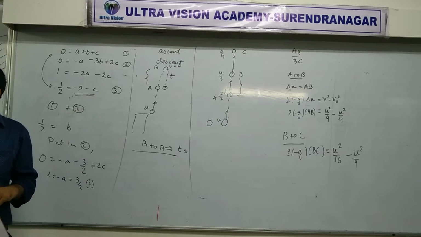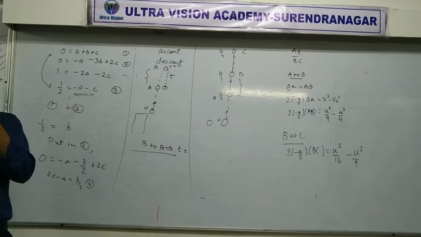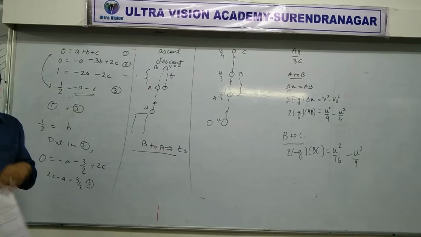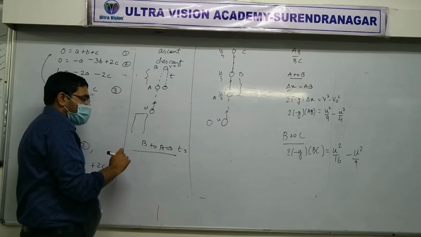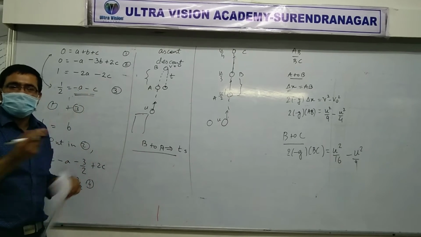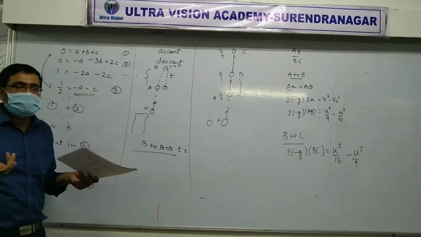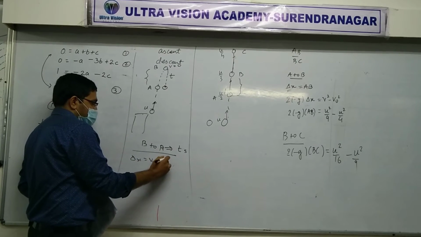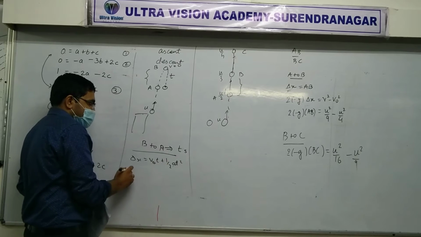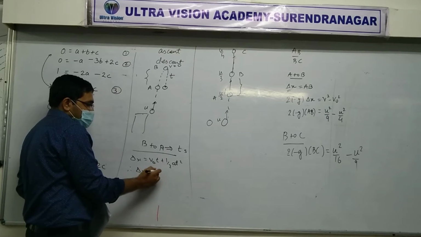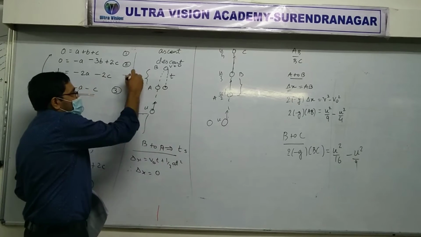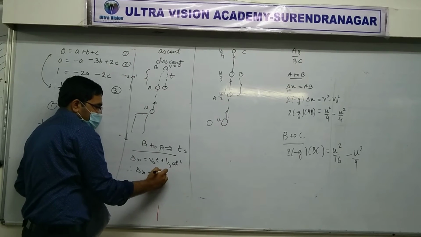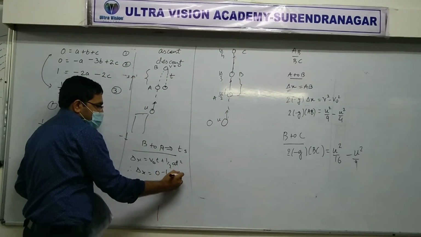let's make it B to A. Now, if V0 is the initial velocity, what is it? 0. Is that clear? Yes, sir. So delta x equals V0 t plus half a t squared. Delta x we want to find. V0 is 0, downward negative, upward positive. So minus 1 by 2 g t squared.